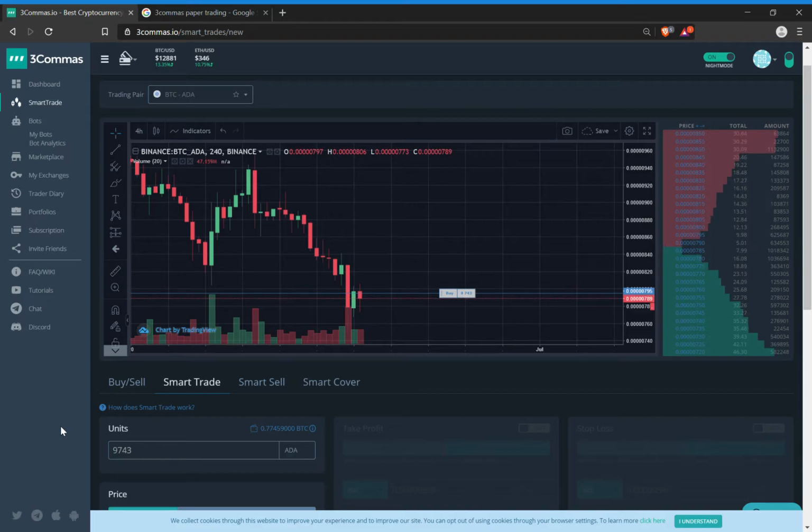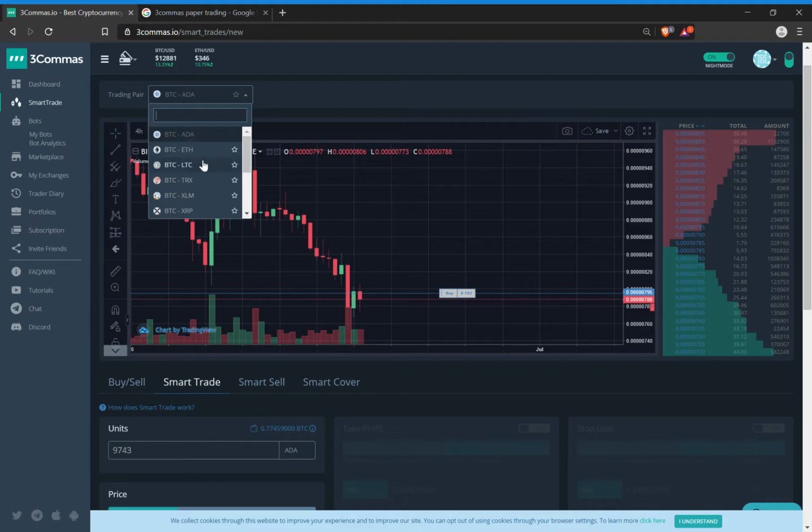Anyway, so here I am at the smart trade function within 3Commas. Right here, we can select our trading pairs. I've got ADA typed in, and I can add that to my favorites. I would just type in my coin here, and then I can click the star so I can easily retrieve that and add additional ones if I'd like to. That way I can retrieve the chart from TradingView or the trade fairly quickly.